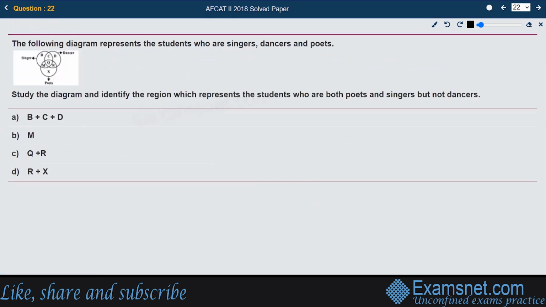22. Now we are supposed to do a different thing. The following diagram represents the students who are singers, dancers, and poets. We can see this is the circle of dancers. We can see this is the circle of singers. This is the circle of poets. It's very well written here.